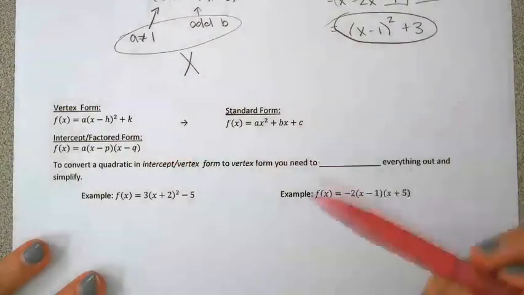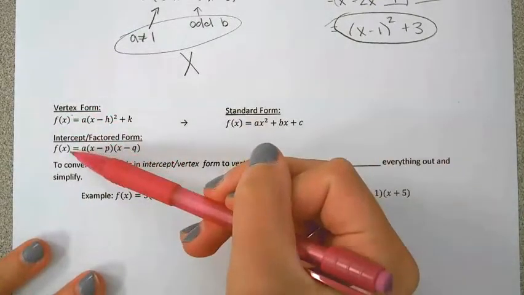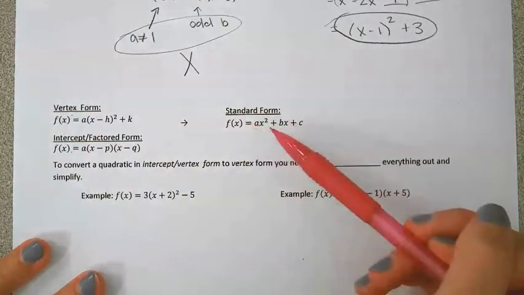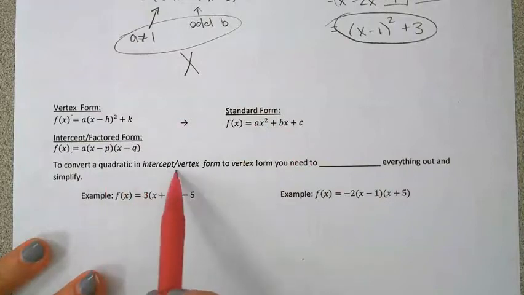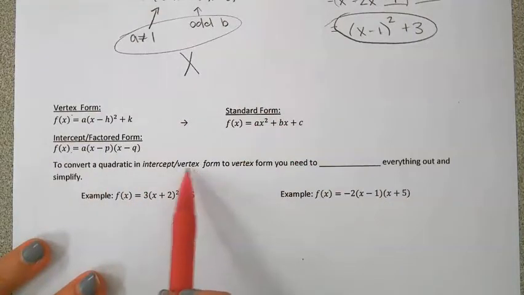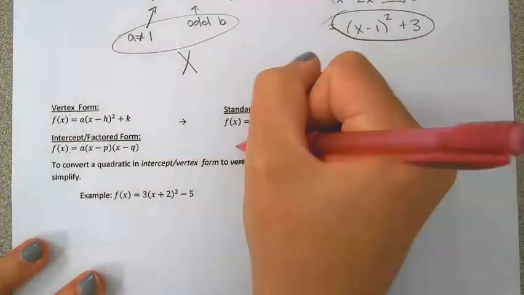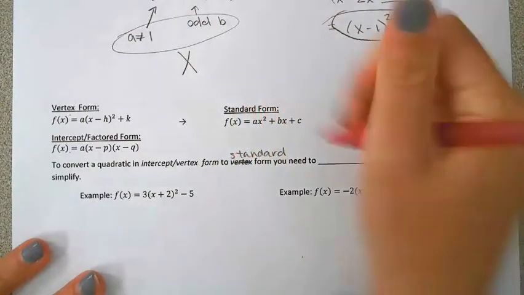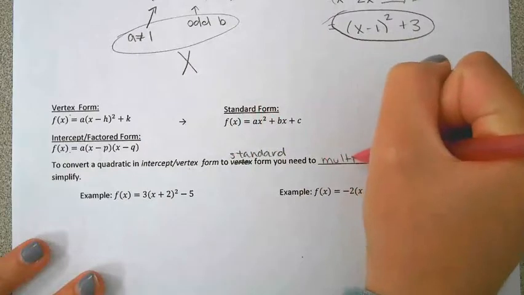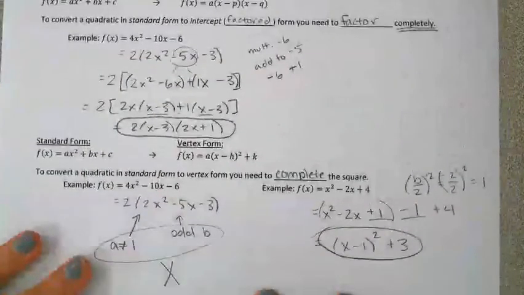Our last two conversions are very, very similar. We're going to take vertex form and intercept form, and we're going to change them into standard form. The process is the same idea. So to convert a quadratic from intercept form or vertex form to, that should say, standard form, you need to multiply everything out and simplify.